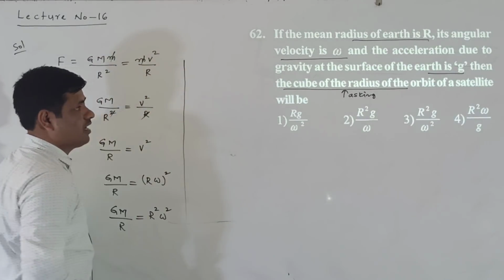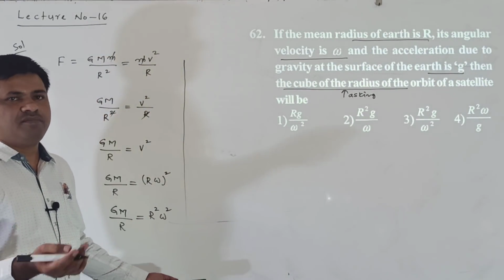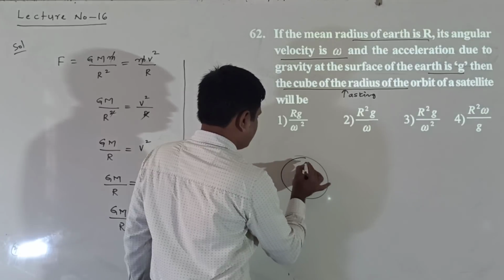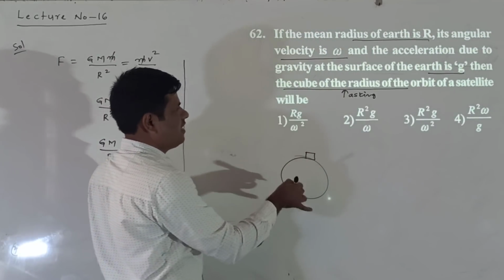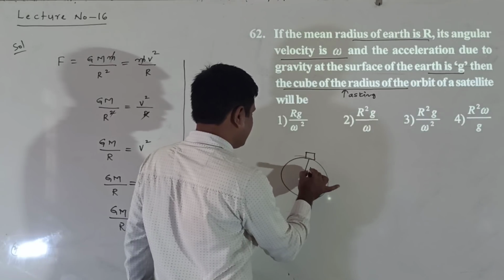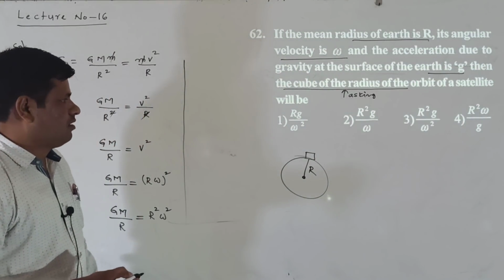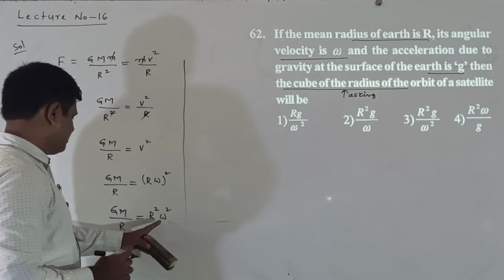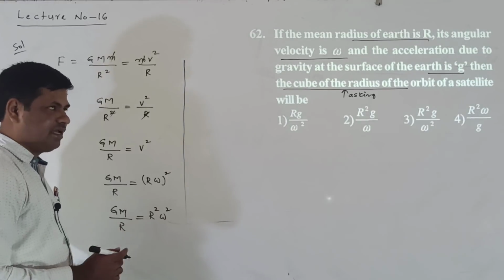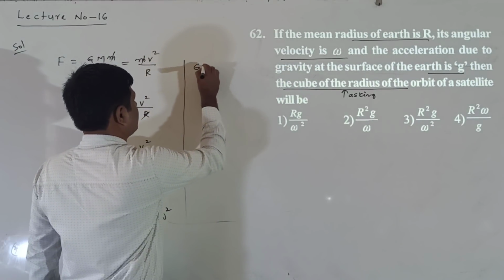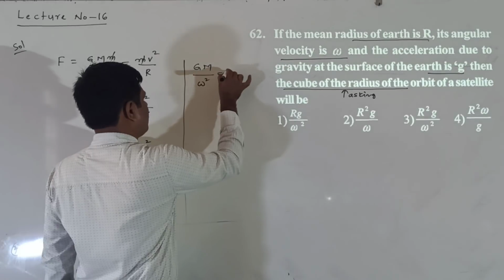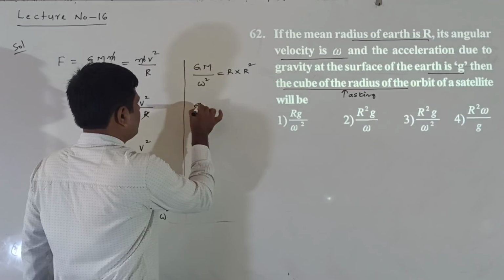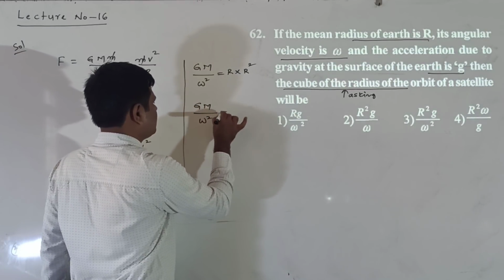What is being asked here? The cube of the radius of the orbit. Means R is asked, because the satellite is on the surface of the earth, so the radius of the orbit of the satellite is also capital R. Capital R cube is asked in this question. So GM by R is taken here, and omega square is taken here. What are we getting? GM by omega square is equal to R into R square. Okay, clear? Now GM by omega square is equal to R cube.